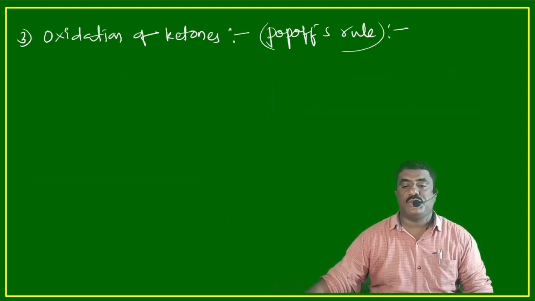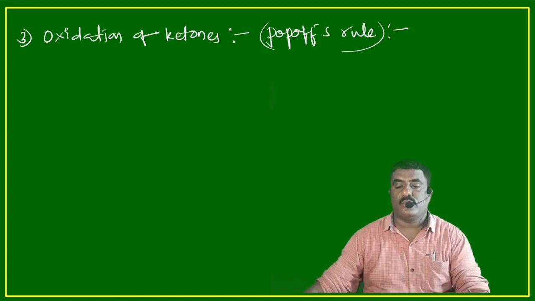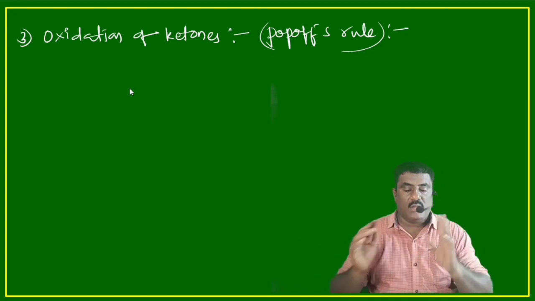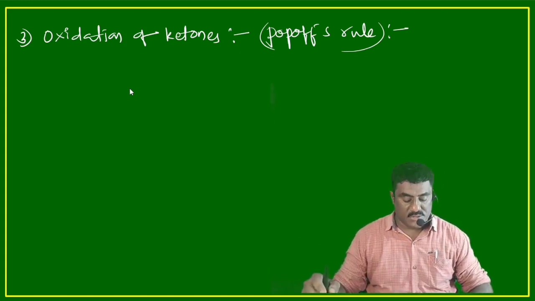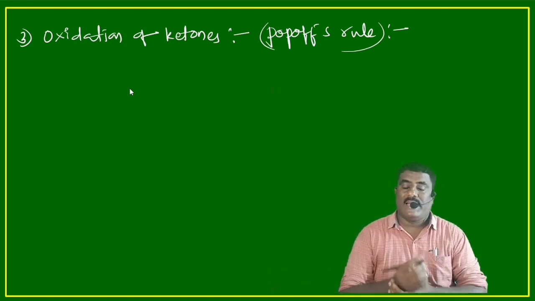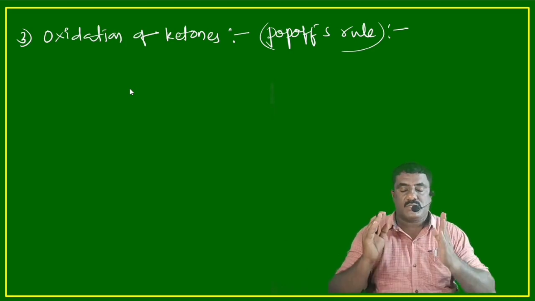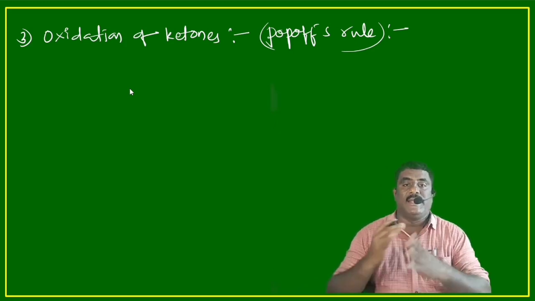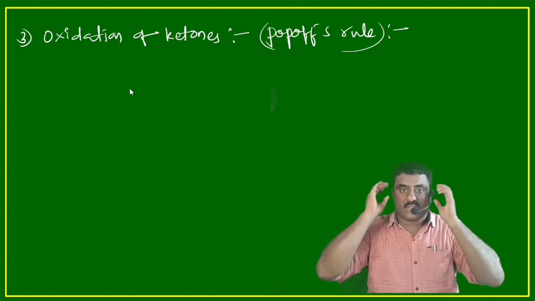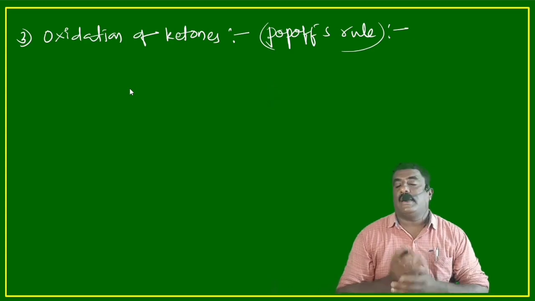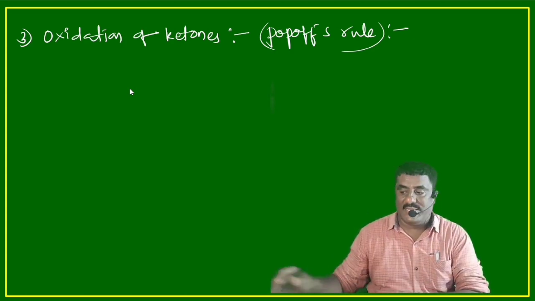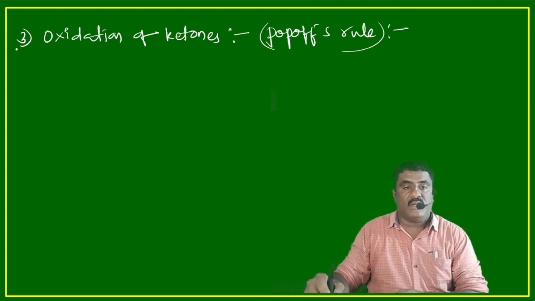Next, oxidation of ketones. Under normal conditions, the oxidation does not occur. Under drastic conditions, strong oxidizing agents like potassium dichromate, potassium permanganate and concentrated HNO3 oxidize them. So oxidation of ketones is based on Popov's rule. What is Popov's rule? It concerns oxidation of unsymmetrical ketones.